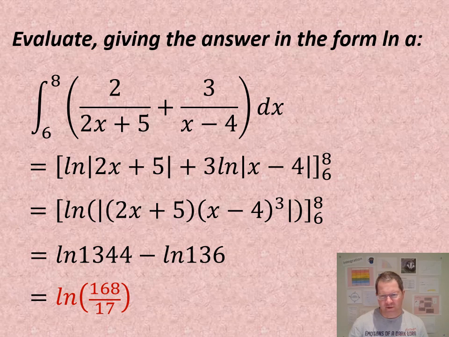So by turning the 3 from a coefficient into an index and multiplying, we have the natural logarithm of 2x plus 5 times x minus 4 cubed. Substituting 8 into that gives us ln 1344. Substituting 6 into that gives us ln 136. And then dividing 1344 by 136 gives us ln of 168/17. So we've evaluated it, giving the answer in the form ln a.